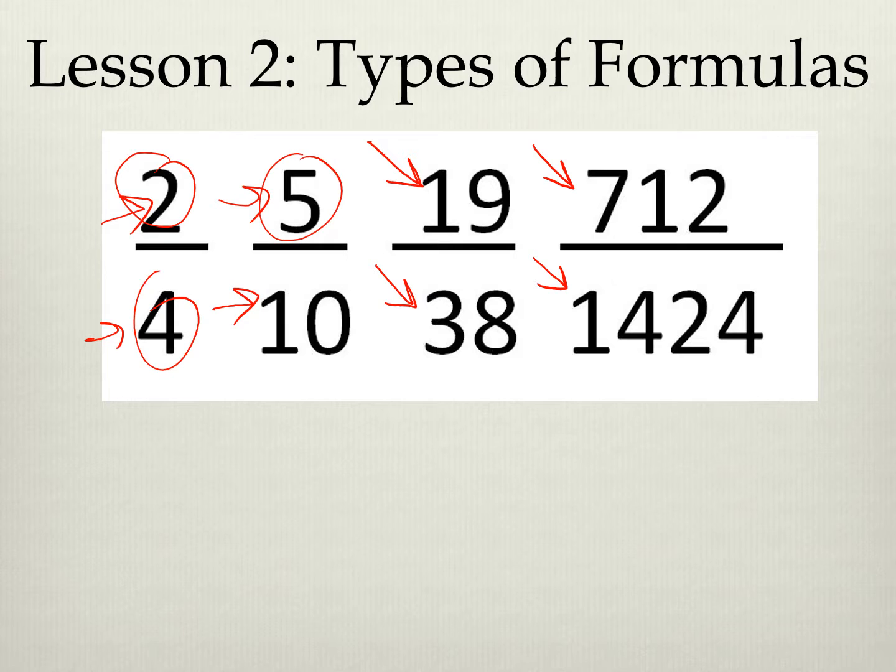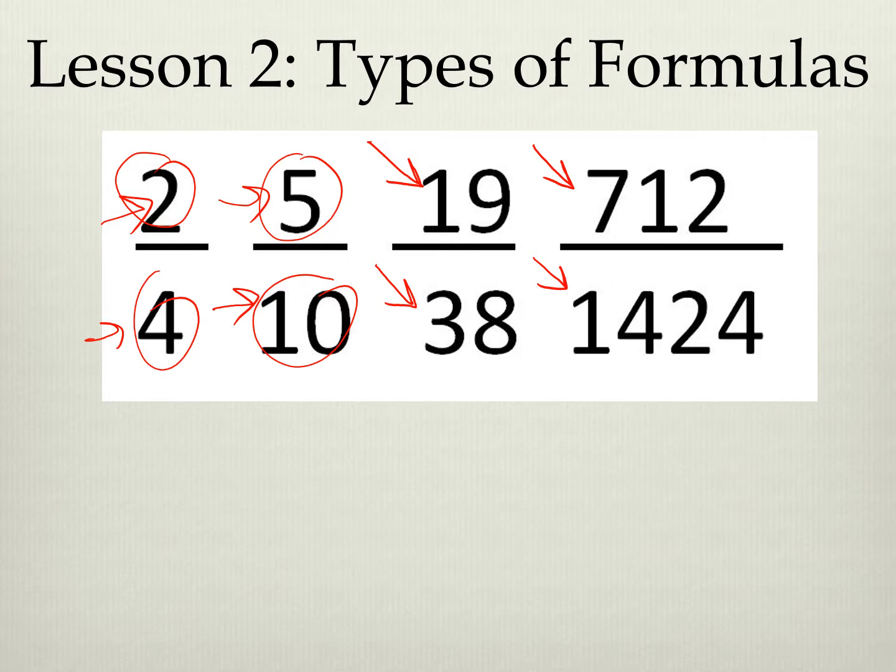The 5 goes into itself and also goes into the 10. The 19 obviously goes into itself and goes into 38 also. The 712 can go into itself and can go into the 1424. So you don't need to be able to do this in your head. You have a calculator if you need to use it.